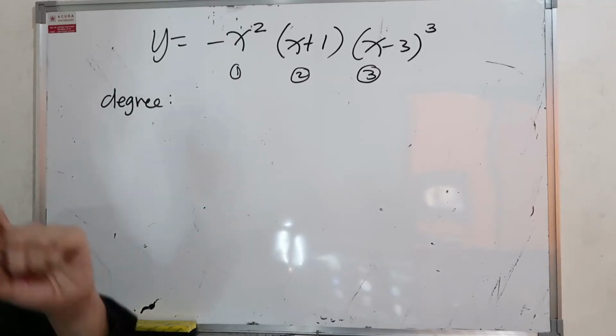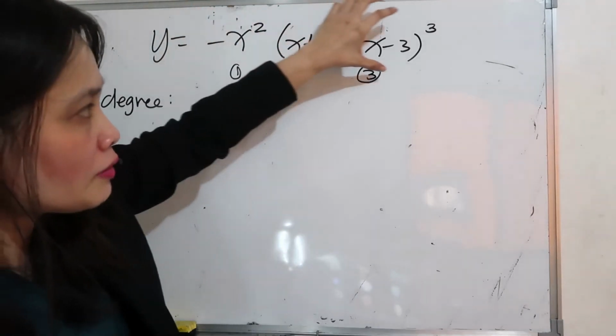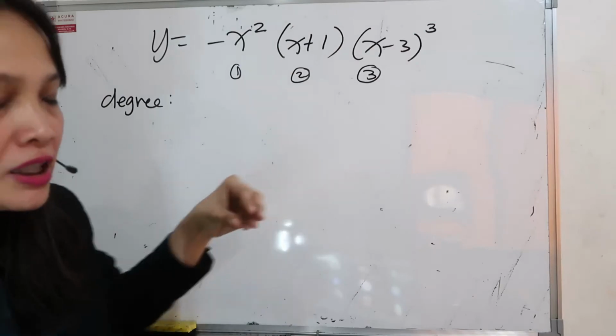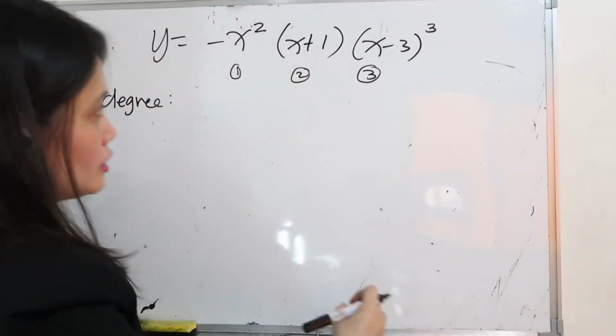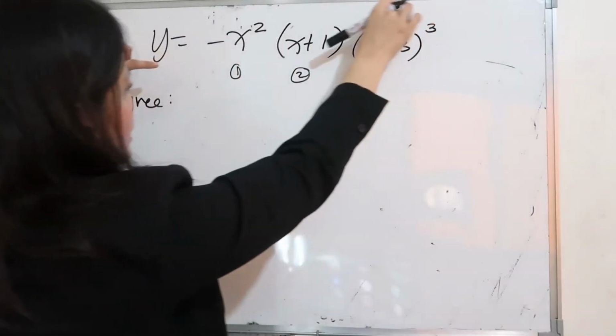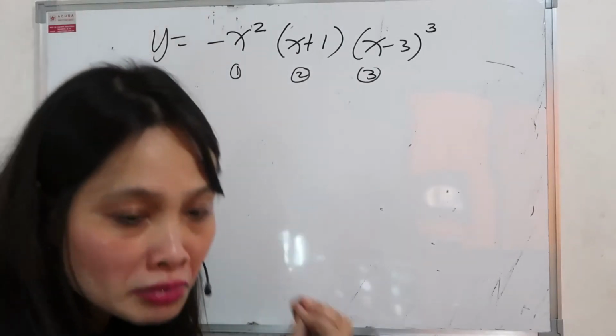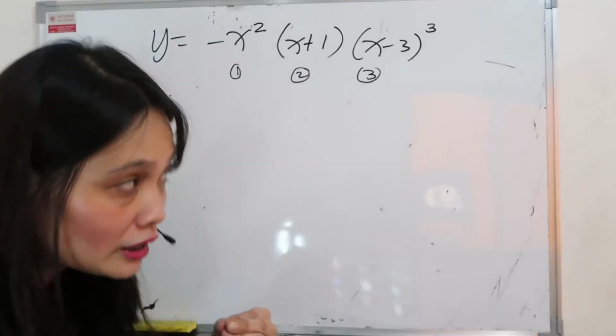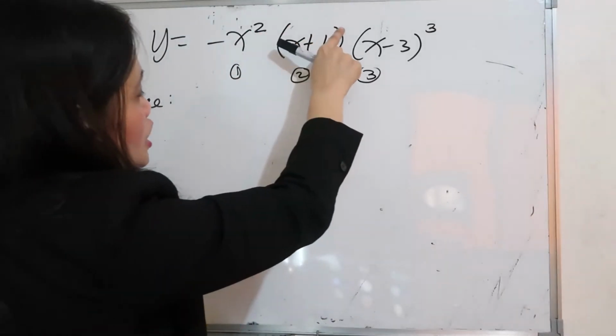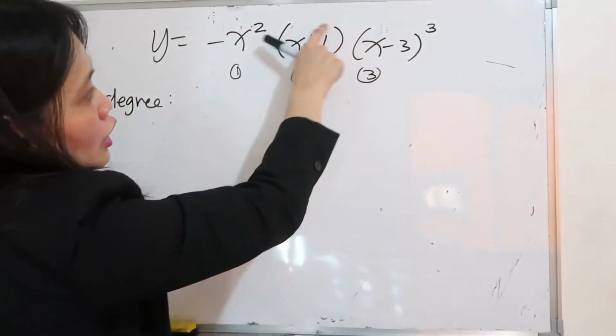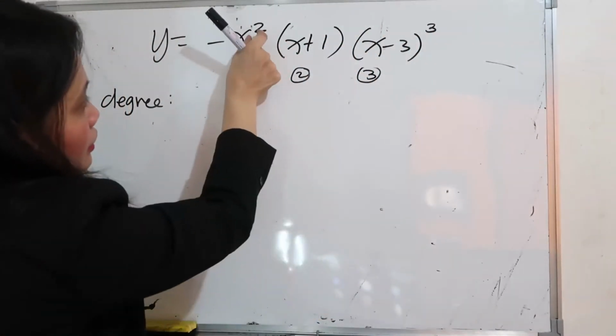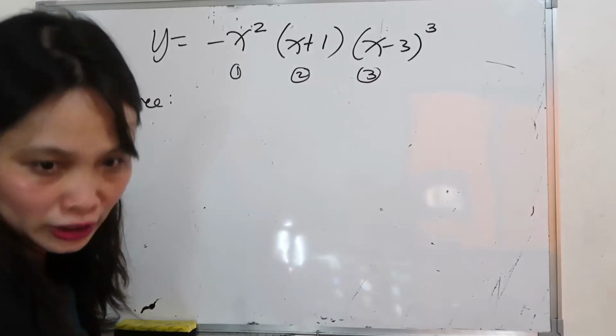It's the highest degree. It's already factored out, meaning it's not a polynomial function in expanded form. The given expression is in factors. So to determine the degree, or the highest degree, you just simply add the degree of each factor.